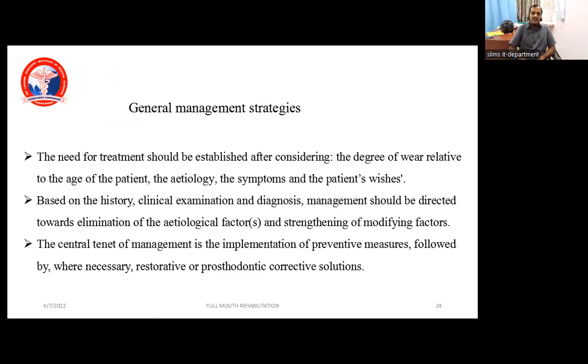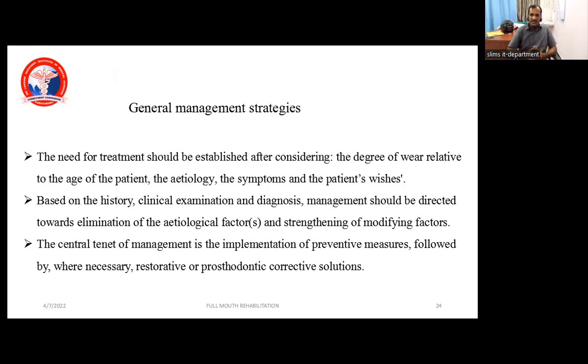The need for the treatment. First of all, you should consider the degree of the occlusal wear in concurrence with the age of the patient, the etiology, symptoms, and lastly, the patient's wish. Okay. The management will depend upon these four things.